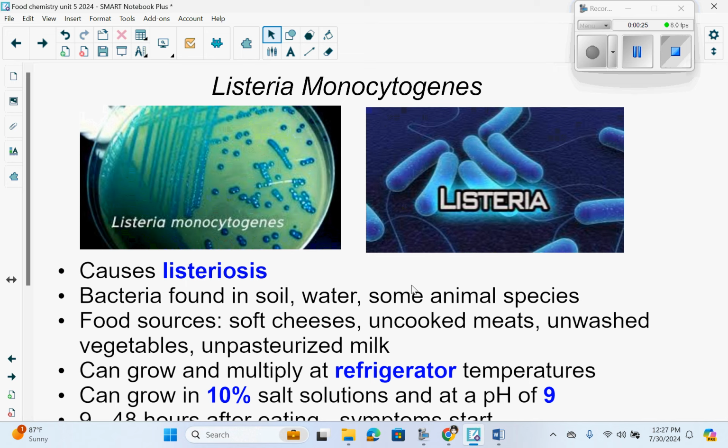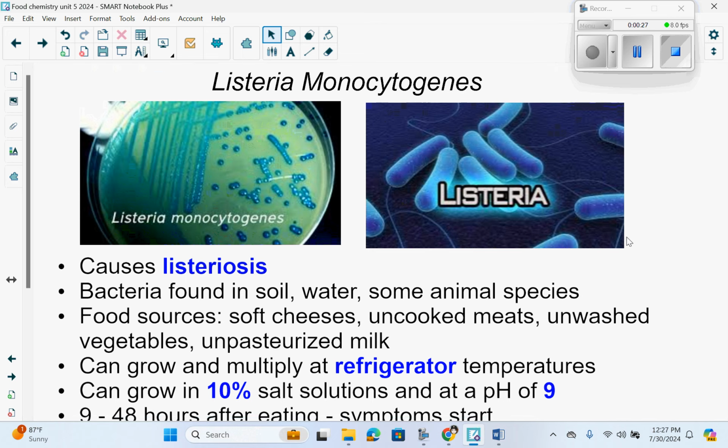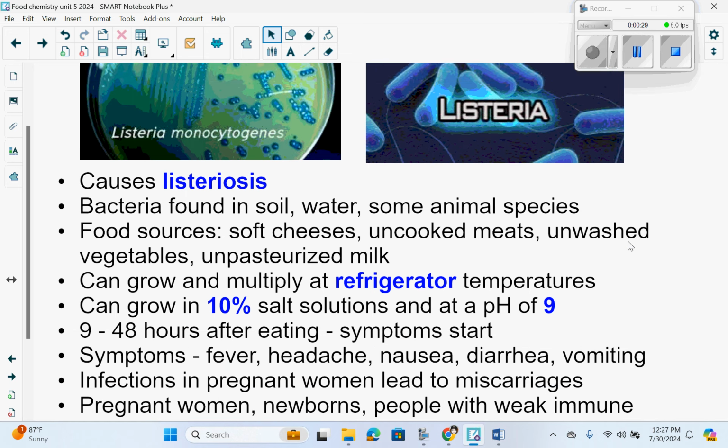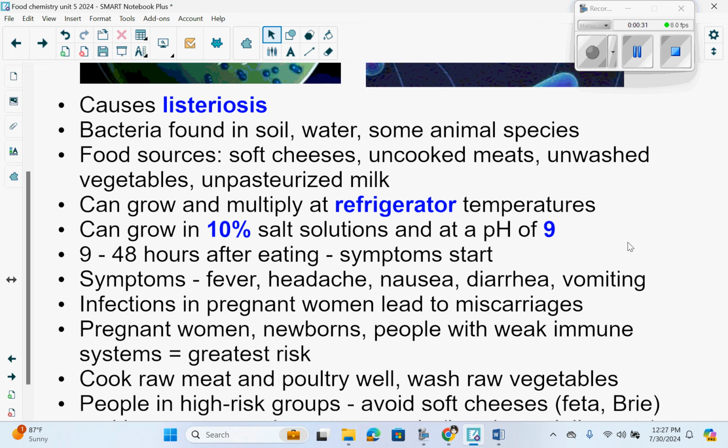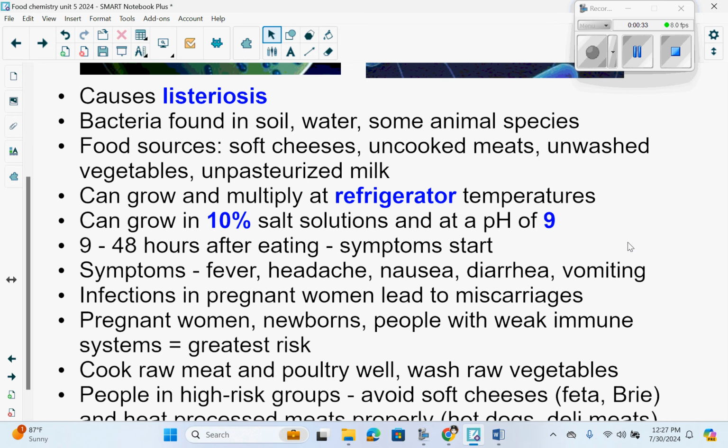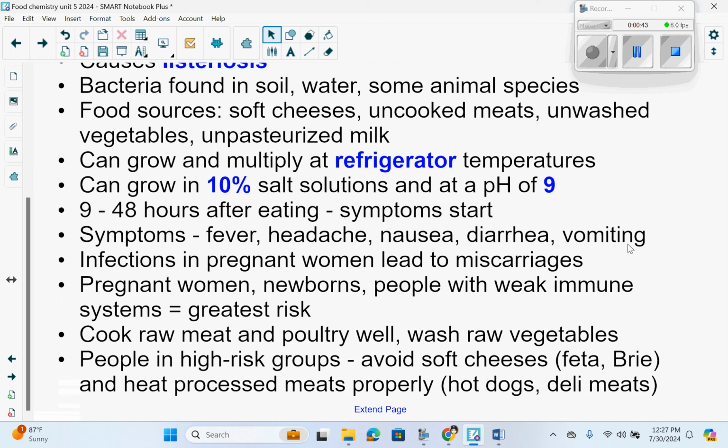Listeria monocytogenes. This causes listeriosis. This is a bacteria found in soil, water, and some animal species. Food sources would be your soft cheeses, uncooked meats, unwashed vegetables, unpasteurized milk. They can grow and multiply at refrigerator temperatures. They can grow in 10% salt solutions and at a pH of 9, so that's basic.